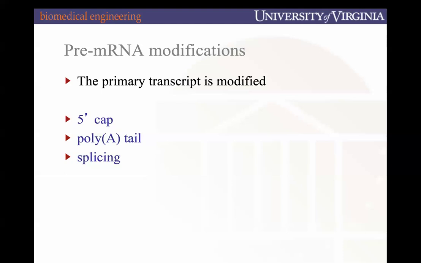The three key modifications here are a 5' cap, a poly A tail, and, as we've already alluded to a little bit in the previous lecture, splicing events as well.